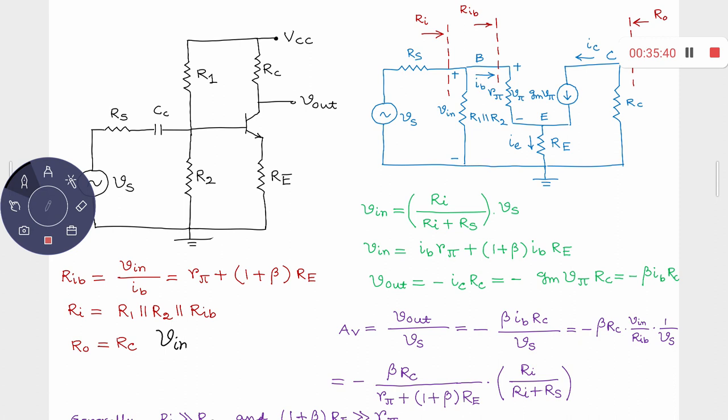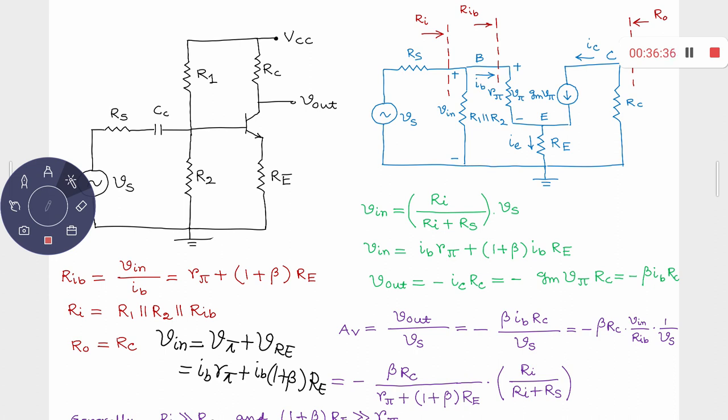Then I have to relate Vin to V pi and VRE. What is V pi? V pi is basically the voltage developed across the resistance R pi, that is IB times R pi. And what is VRE? VRE is the current flowing through RE multiplied with that. What is the current flowing through RE? The emitter current, that is the base current plus collector current. So IB times 1 plus beta, right? So IB into 1 plus beta times RE, right? And then if you take Vin upon IB, that will give you this expression, R pi plus 1 plus beta times RE. Vin upon IB. That is our RIB.